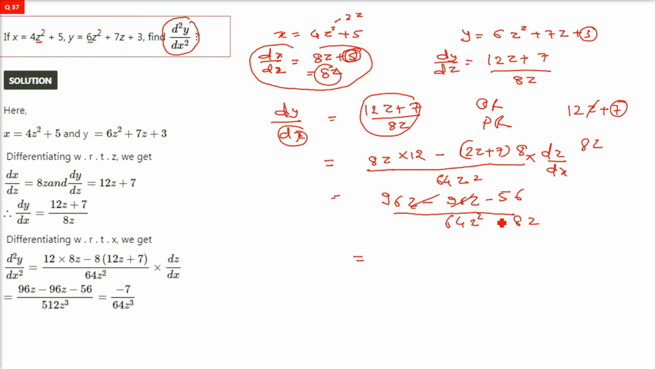Now I have divided this, 8z multiplied. So the numerator will be negative 56. Denominator will be 64 into 8 into z square into z cube. We have minus 7 divided by 64z cube. So this is the answer. Those who are doing by themselves, this is the answer.